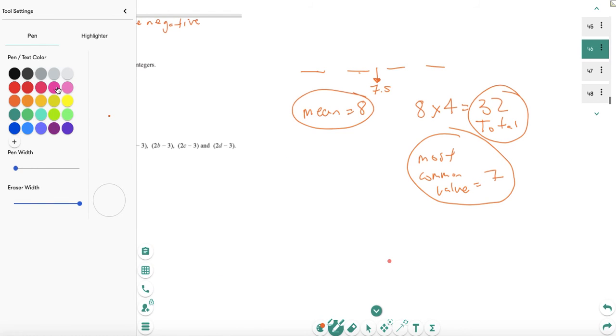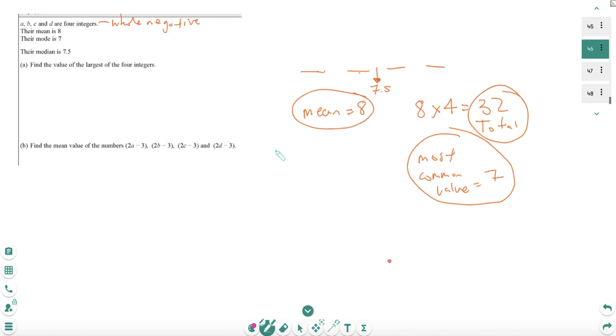Well, let's start with the median. So we know that if the middle is 7.5, these two numbers must have a midpoint of 7.5. So why don't we do 7 and 8, because the middle of 7 and 8 is 7.5. Next, I know the most common value is 7. So we must have at least 2 7s. So let's say 7 is here. And we know the numbers must total to 32, because we were given the mean. If we're given the mean, we can find out what the numbers add up to always by doing the mean times the number of values. So we must add up to 32.